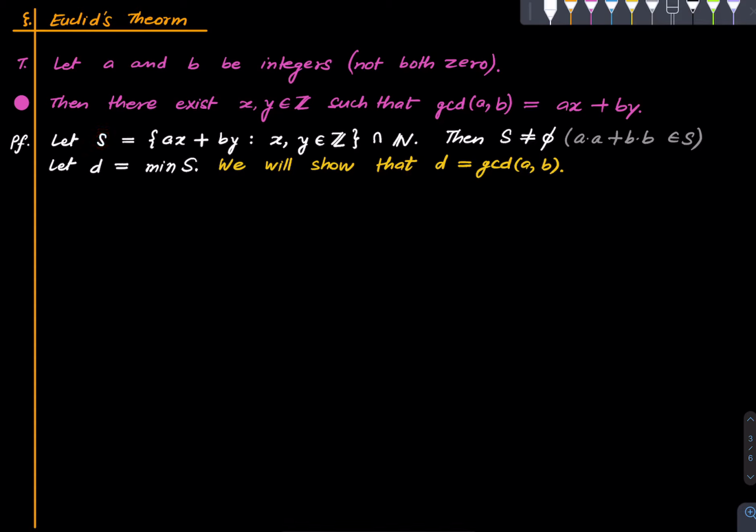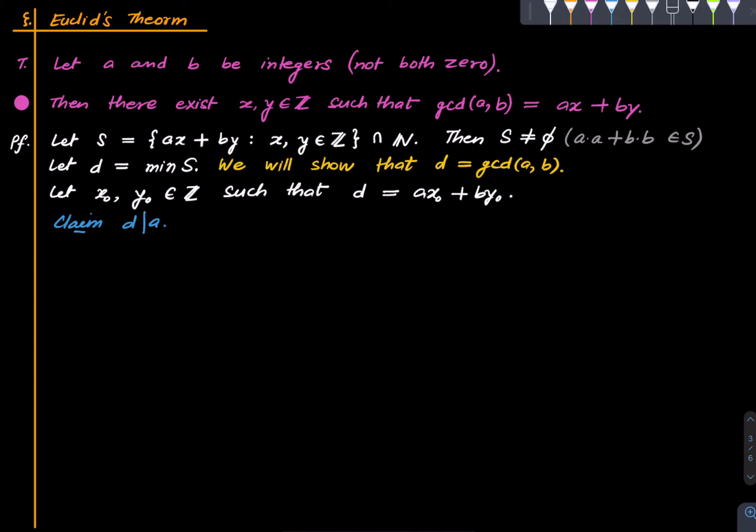we have that D is an integer linear combination of a and b. So let x naught and y naught be integers such that D equals a x naught plus b y naught. And we claim that D divides a.